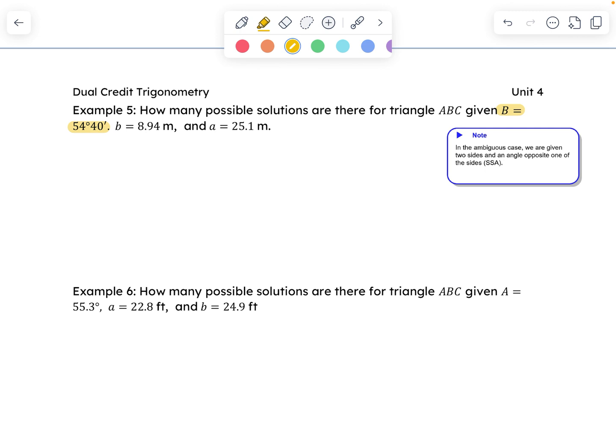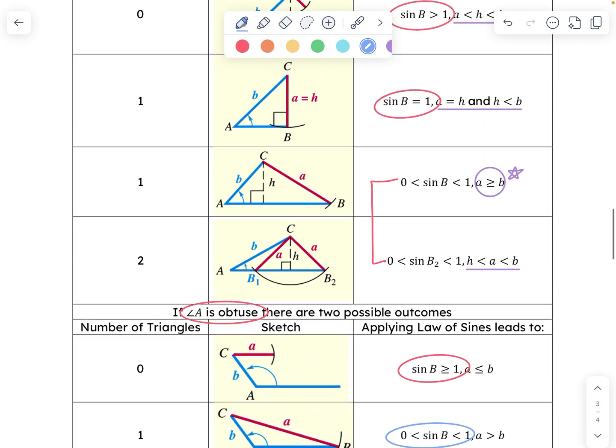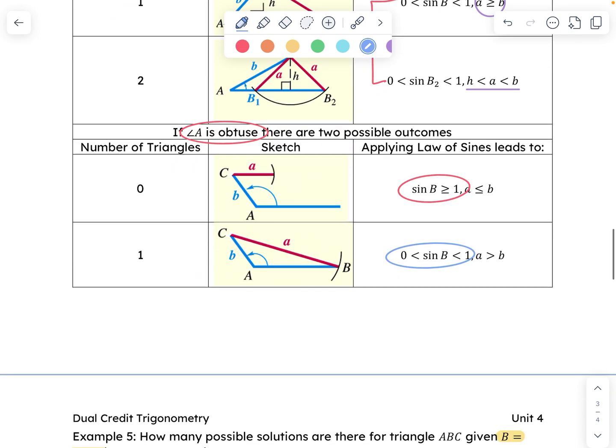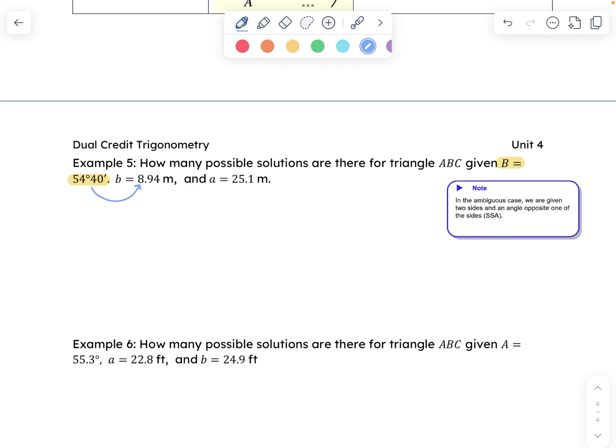If we're given side b, the side that matches up with that is angle B, right? So when we're looking at that in our table right here, we were kind of talking about angle A. Is it acute or is it obtuse? Well, we're given angle B, so we've got to figure out, is it acute or is it obtuse? Angle B is 54 degrees and 40 minutes, which is an acute angle, which means we're looking in that first table.